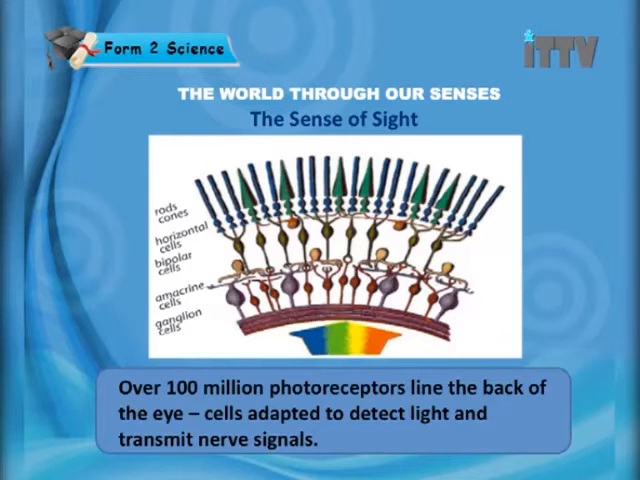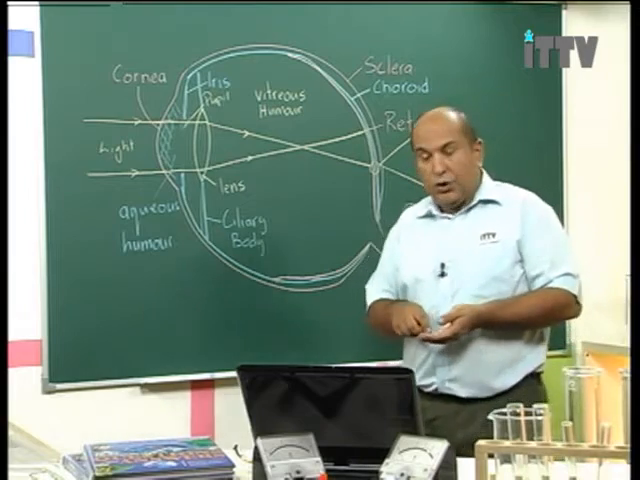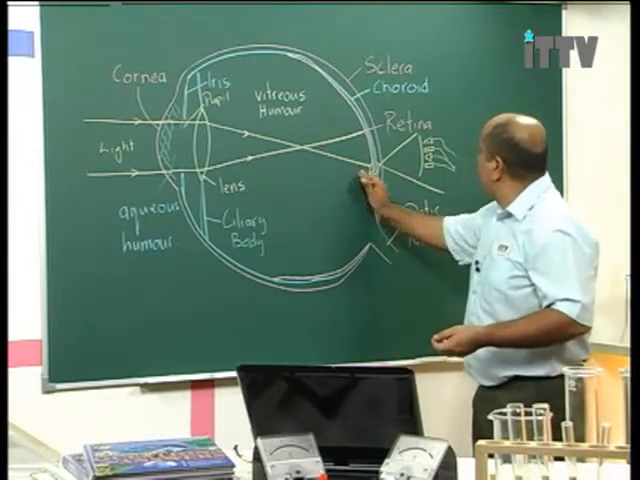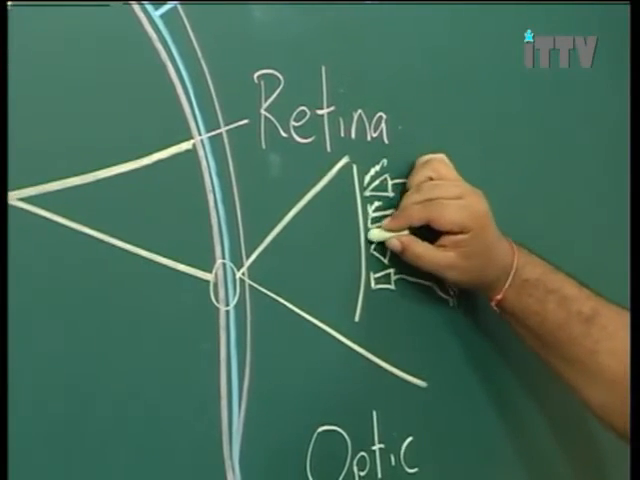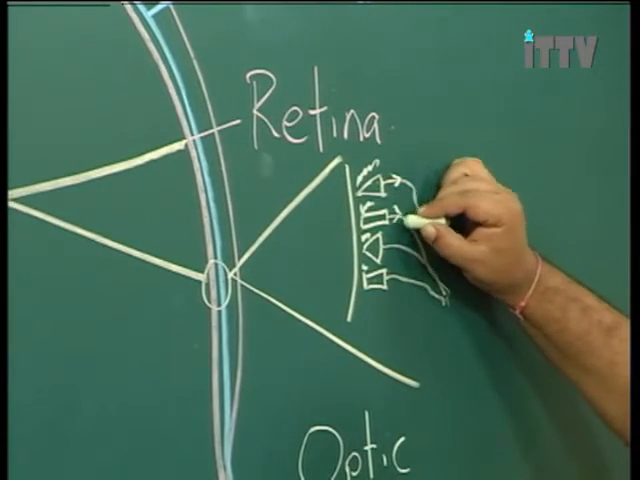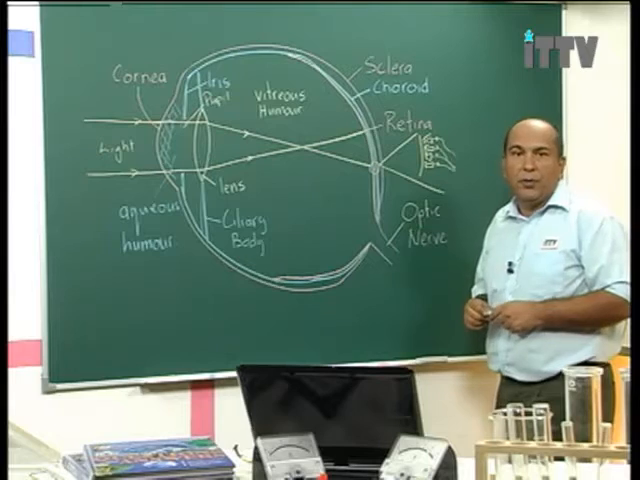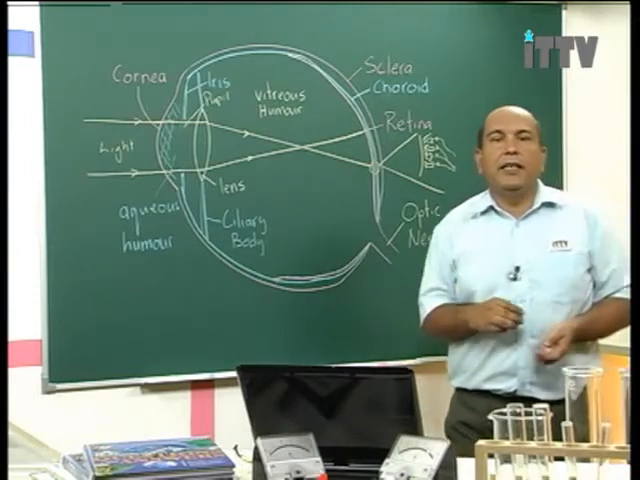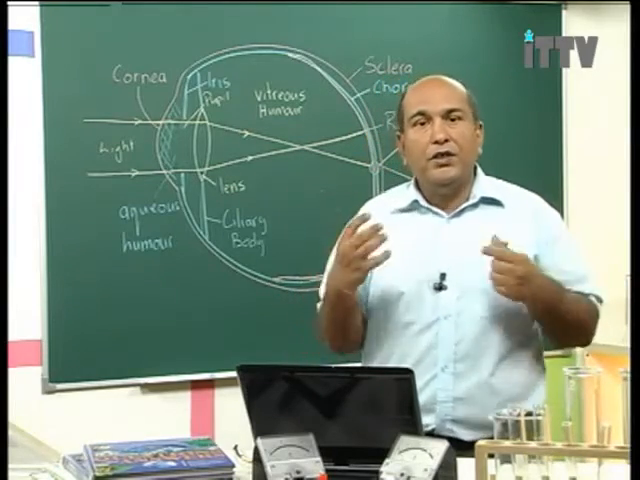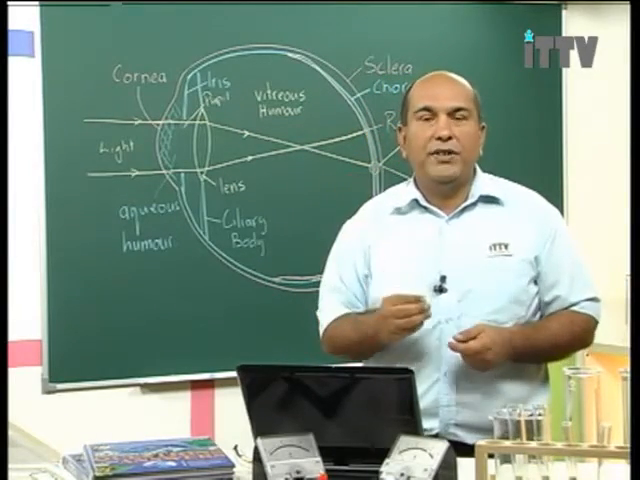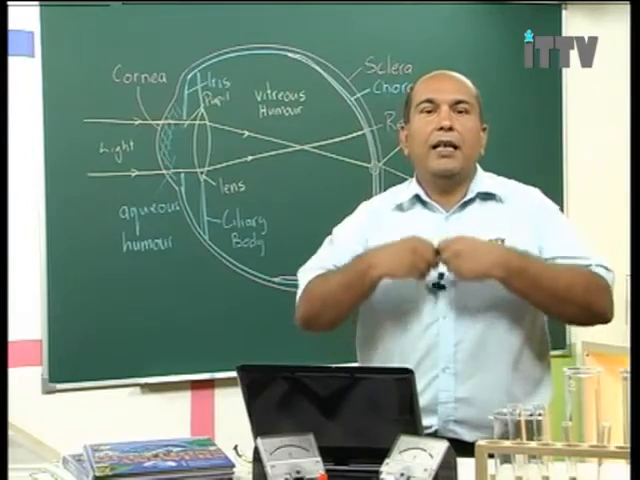Over 100 million photoreceptors line the back of the eye, cells adapted to detect light and transmit nerve signals. So as our light arrives at the back here, these photoreceptors all get excited. They all wake up and they all fire off impulses that are going to go to the brain. And that is basically how we detect light. The light enters into our eye, it is focused onto the retina where our photoreceptors get stimulated and send out signals.